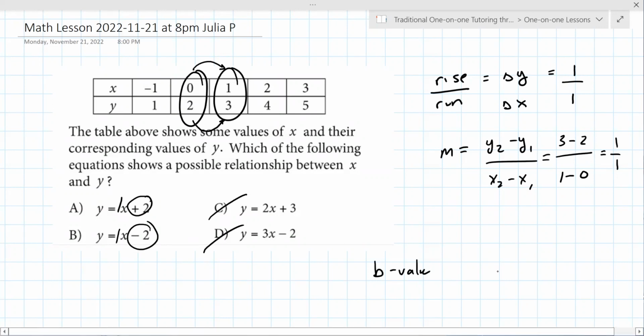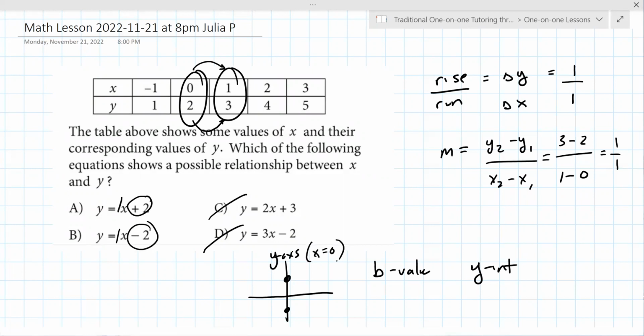The B value is the y-intercept. It's where it crosses the y-axis. The x value there is always 0. Either of those, any of that helping here?